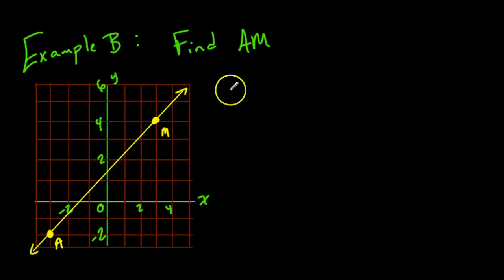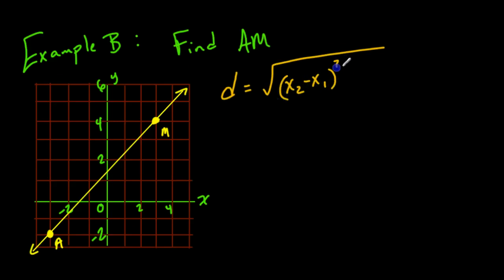So we're going to go ahead and use the distance formula, which was x2 minus x1 squared plus y2 minus y1 squared. Now we don't know our x2 and our x1 values here because we're not actually given points. So what we're going to go ahead and do is we got to actually label those points A and M.